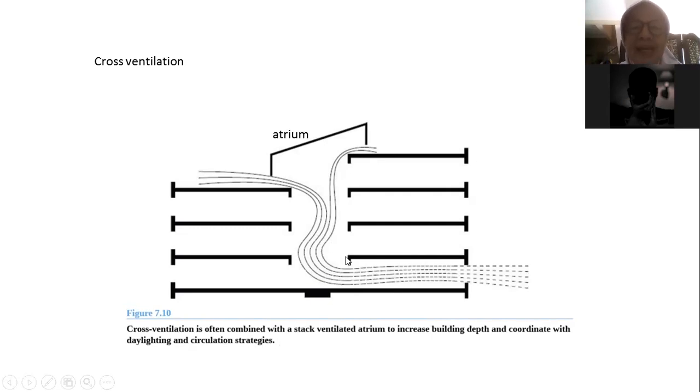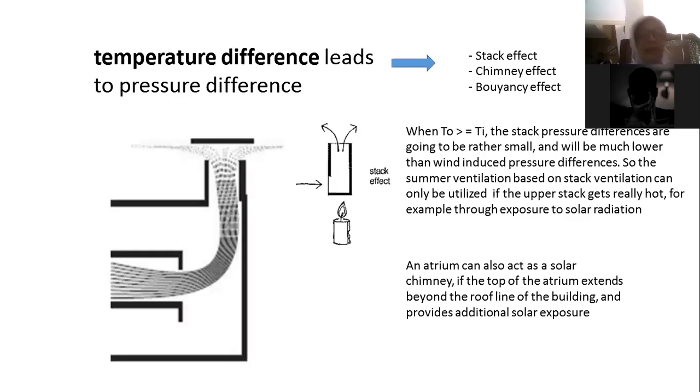That means integrated strategies between ventilation and daylighting. Like this is the atrium. Then the cross ventilation occurs like this. Now we come to the temperature difference, pressure difference generated by temperature difference.